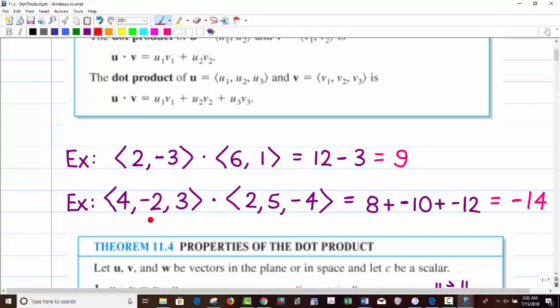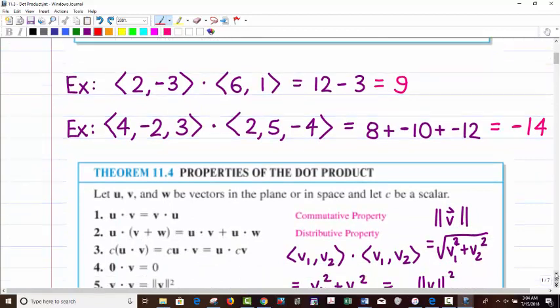Now for this one, with 4, negative 2, 3, and 2, 5, negative 4, we take 4 times 2, which is 8. Negative 2 times 5, which is negative 10. 3 times negative 4 is negative 12. Add those three values up, and you'll get negative 14. So the dot product can take on any real numerical value: positive, negative, 0.